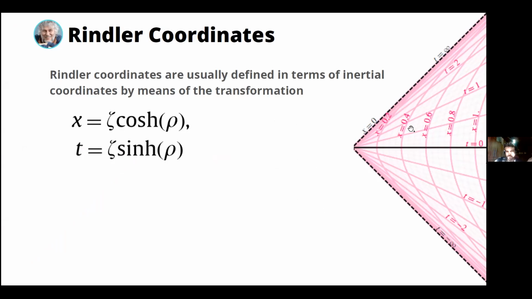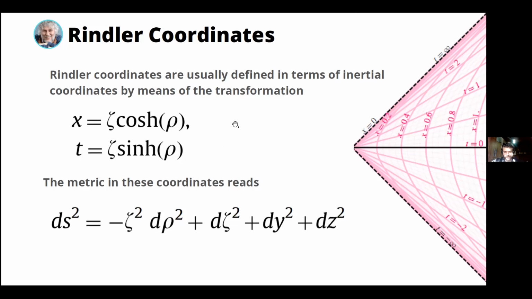Rindler coordinates are a very natural way to talk about uniformly accelerated trajectories. Essentially, they are these coordinates that you can see here on the right. They cover the so-called Rindler wedge, a quarter of Minkowski spacetime. If x, t, y, and z are inertial coordinates, then the Rindler coordinates can be written as zeta cosh rho for the space part, and zeta sinh rho for the time part. And then the metric looks essentially like this.